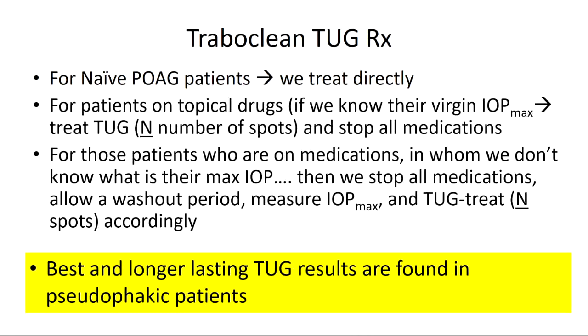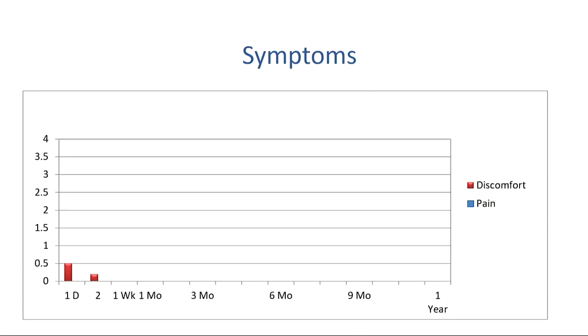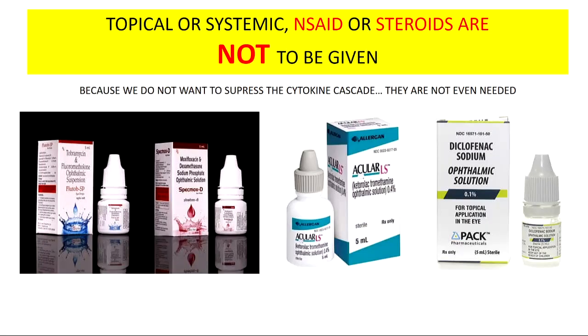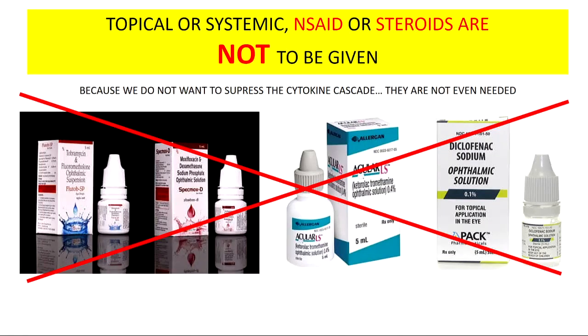Best and longer lasting TUG results are found in pseudophakic patients. Very mild discomfort without any pain just for one day is the only post-op symptom. Mild redness and very mild aqueous flare just for one day are the only post-op signs. Topical or systemic NSAIDs or steroids are not to be given because we do not want to suppress the cytokine cascade. They are not even needed.